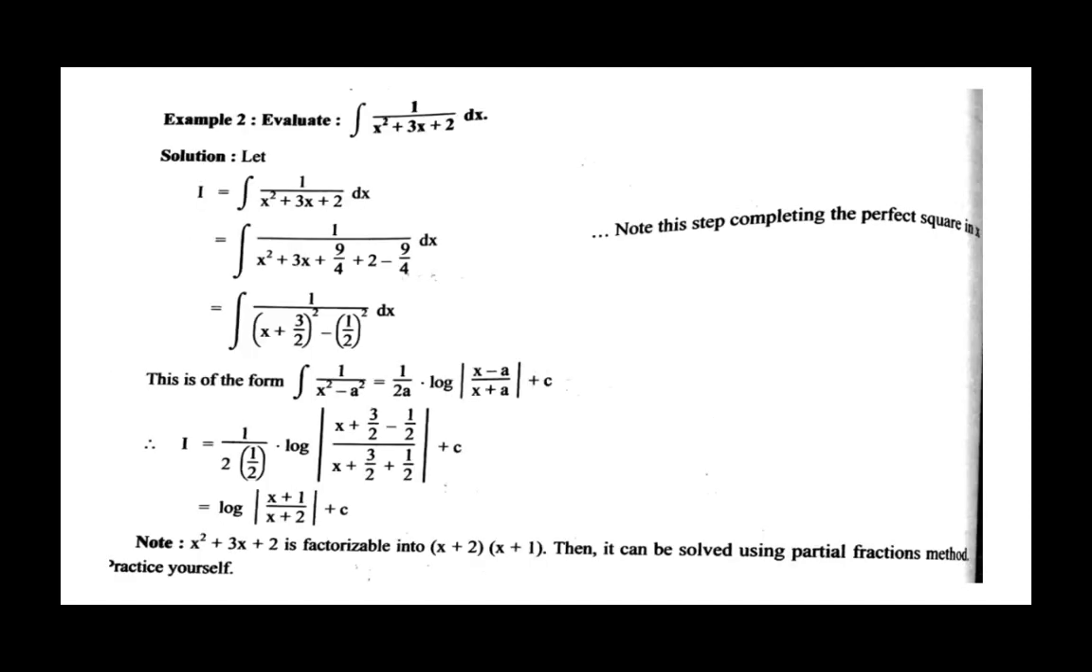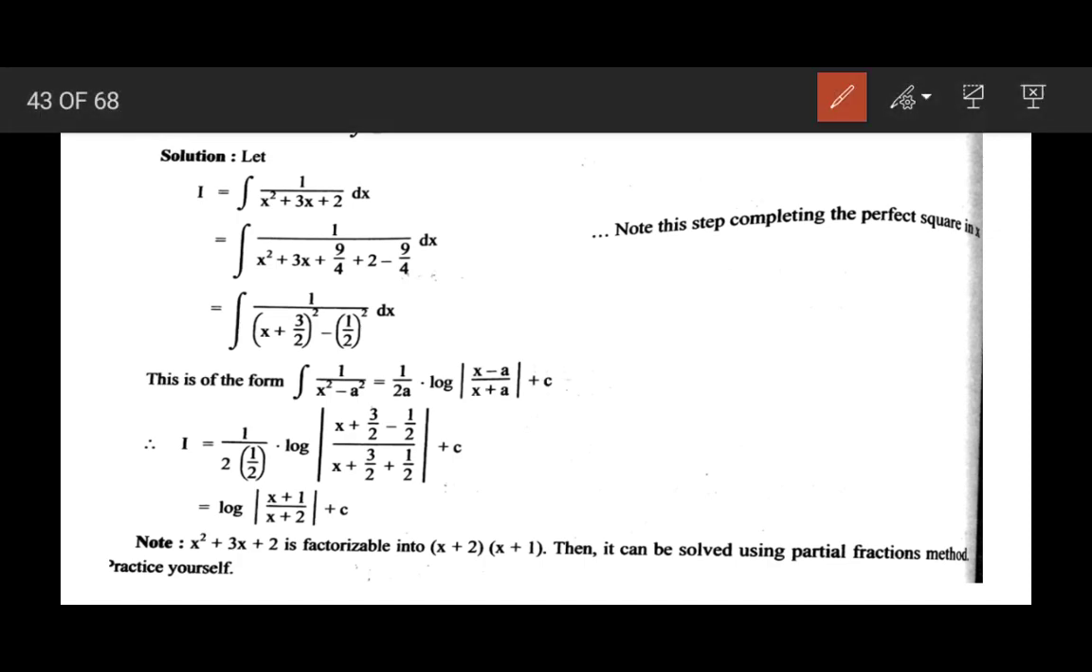Here is the example. The question is: evaluate integral 1 upon x square plus 3x plus 2 dx. Now let's consider this as I. So I is the integral 1 upon a quadratic equation. As you can see, the denominator is x square plus 3x plus 2, which is a quadratic equation. Now I have to convert this quadratic into whole square form. So for that I have to find the third term.